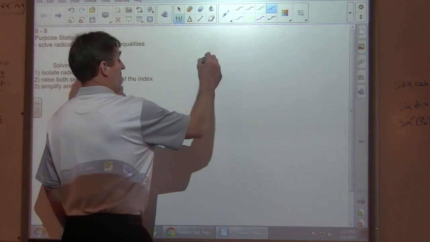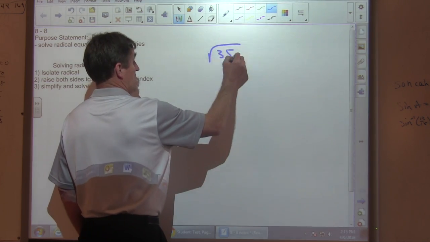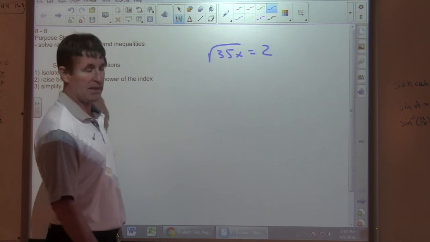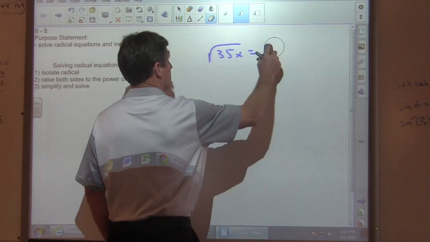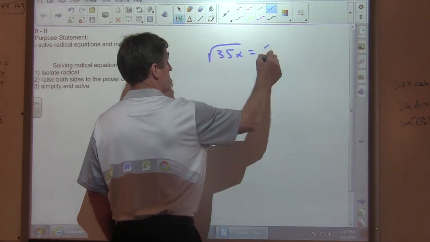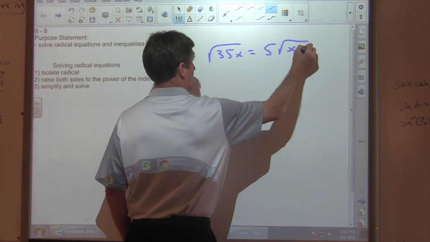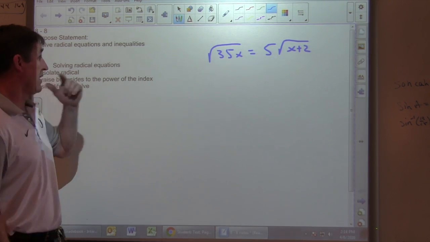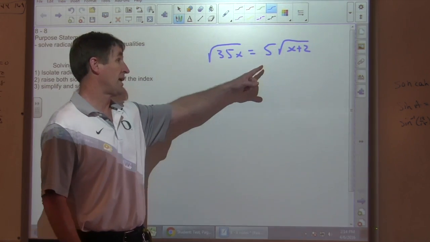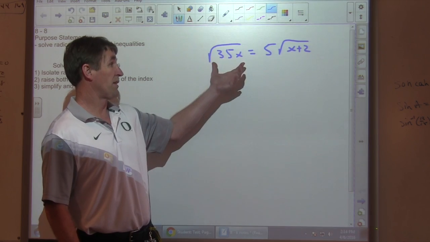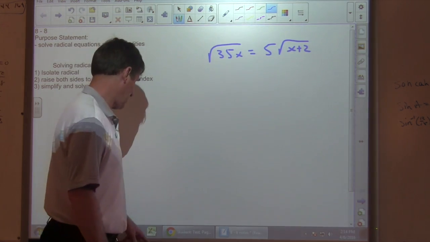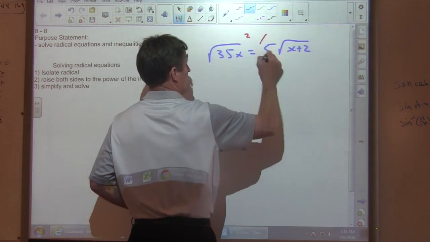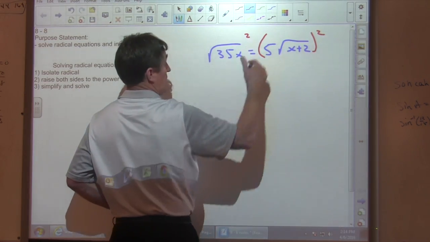So another thing we could have is a radical on both sides. So the square root of 35x equals 5 times the square root of x plus 2. So now here we have trouble isolating the radical because we have one on each side. But we just want to make sure one of them is isolated. So now we're going to do the second step because this one's isolated already. We're going to square both sides. But you have to remember you're going to square this whole thing.